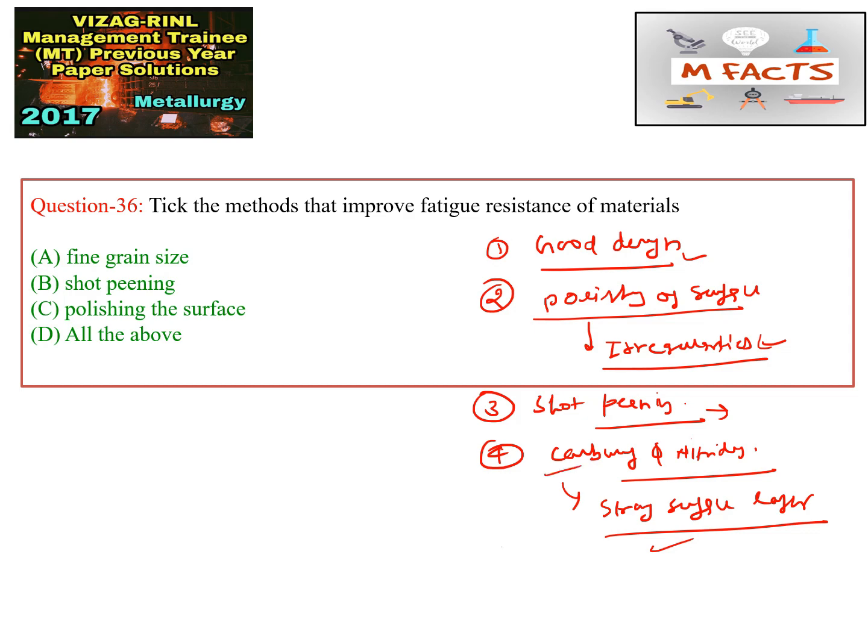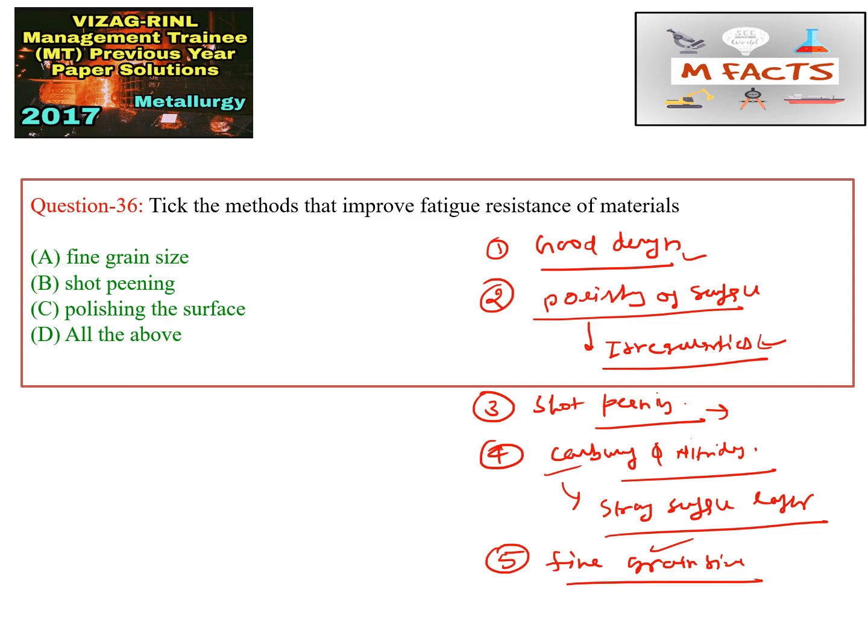Fifth one, we can say fine grain size also improves the fatigue resistance. However, for creep we need coarse grain size or single crystal, but in fatigue we need fine grain size for improving its fatigue resistance.